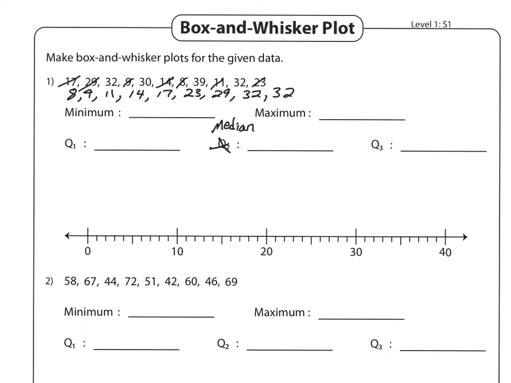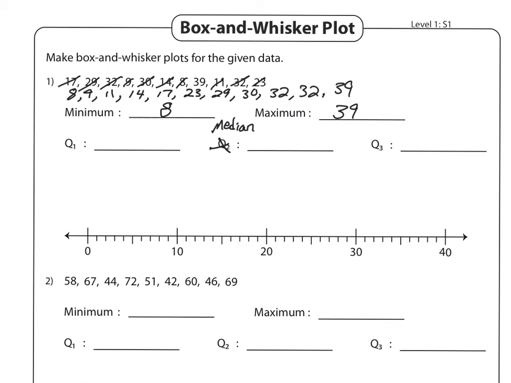And I missed a 30 in there, so I gotta go back. Problem with not paying attention. Got a 30, a 32, another 32. Got both of those. I got the 30 and a 39. Okay, maximum and minimum. So minimum is 8, maximum is 39.